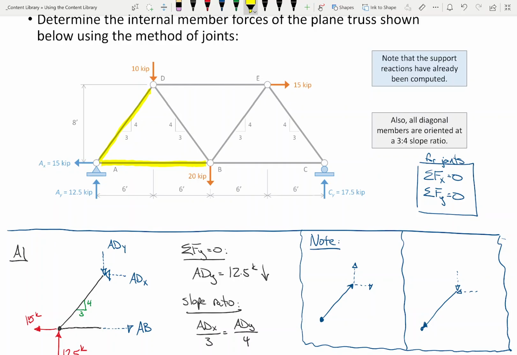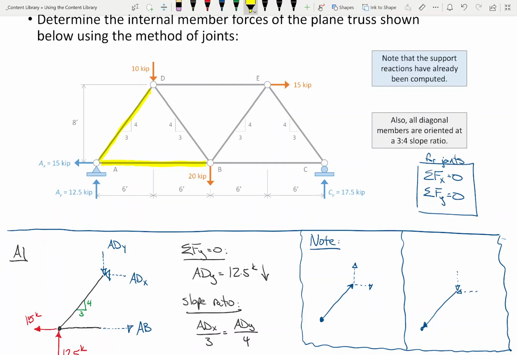Let's do joint B. Is that a problem? It is a problem. Why is it a problem? I think you said 4 unknowns. Or did somebody say 4? Okay. Well, it's not 4, it's 3. Right now there are 1, 2, 3 unknowns going through joint B. We can't solve joint B right now. We don't have enough information to attack joint B right now.